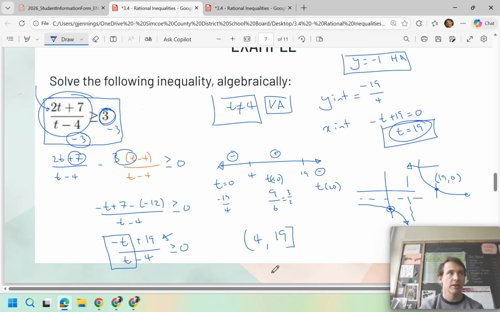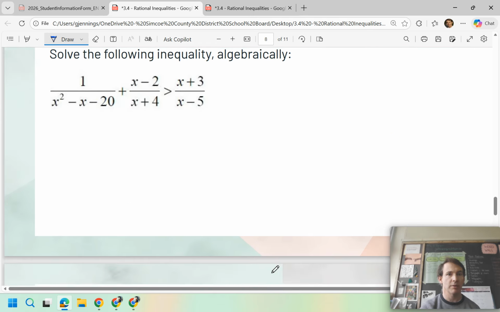Okay. Questions about that one? Easy way is pretty easy, right? Yeah, so do it the easy way. It's a lot better than dividing it up into cases.